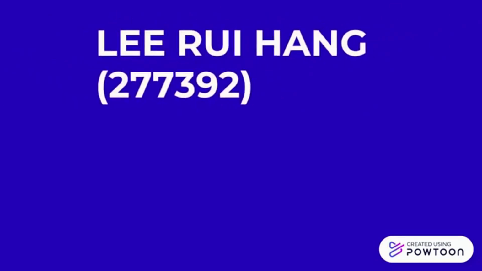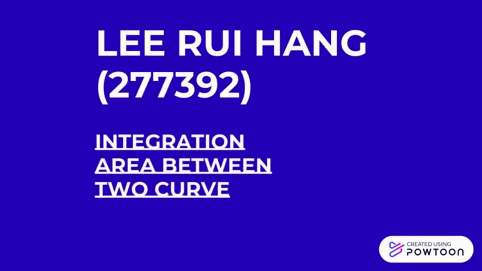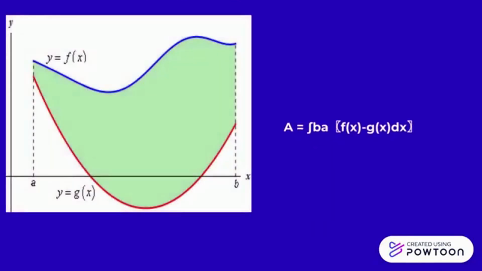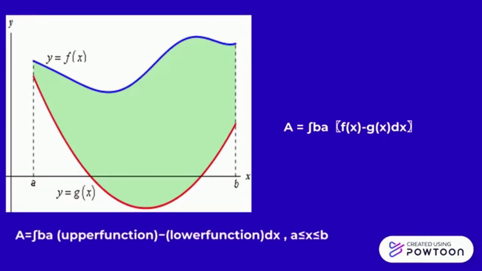This is my metric number, and today I will talk about integration and the area between two curves. I will introduce the first formula for the area between two curves. The first formula is area equals the integral from a to b of the first equation minus the second equation. The first equation is the upper function and the second equation is the lower function.